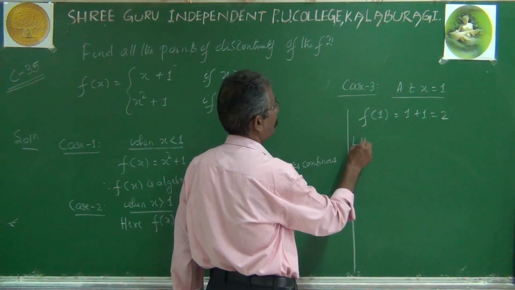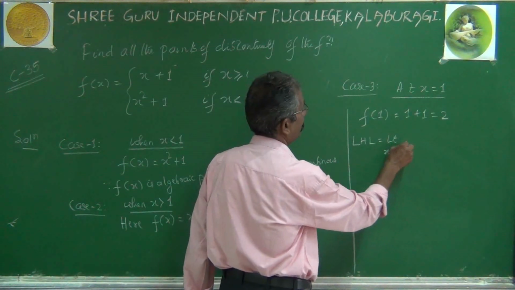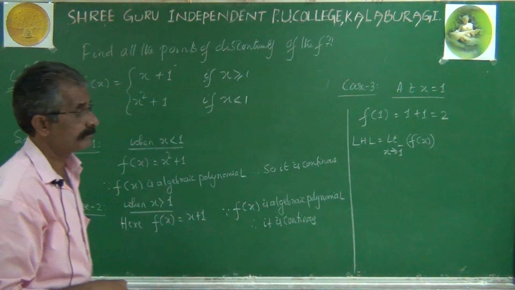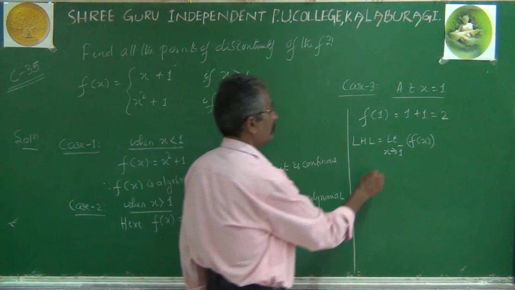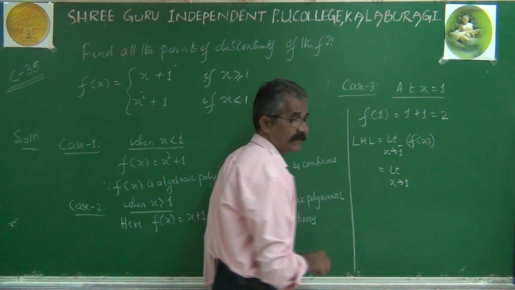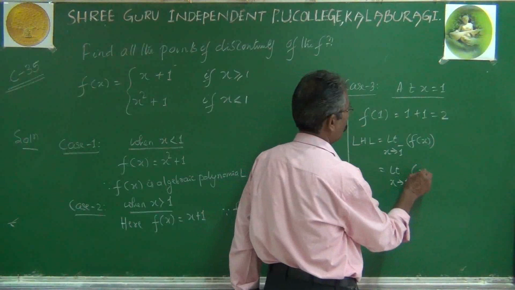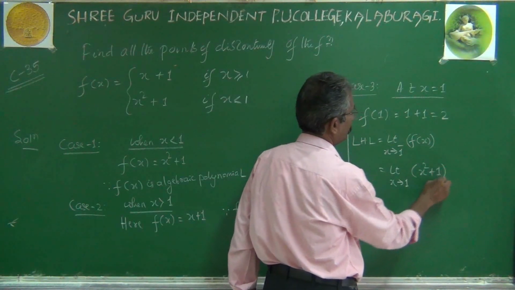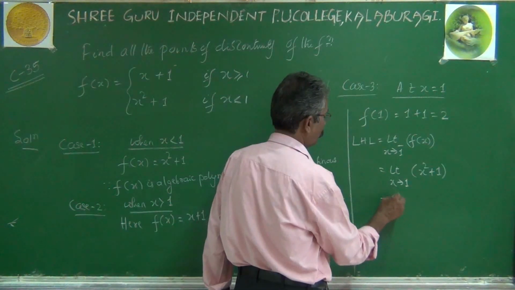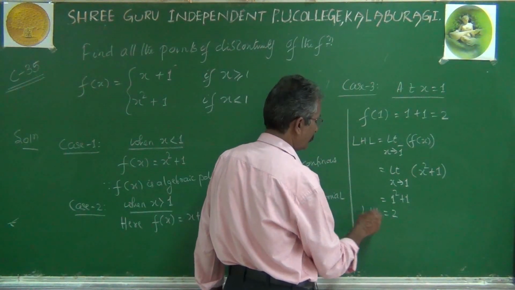Now the left hand limit is the limit as x extends to 1 minus of f(x). 1 minus means less than 1. When x is less than 1, the function is x square plus 1. Replacing x by 1, 1 square plus 1, total 2. This is the left hand limit.